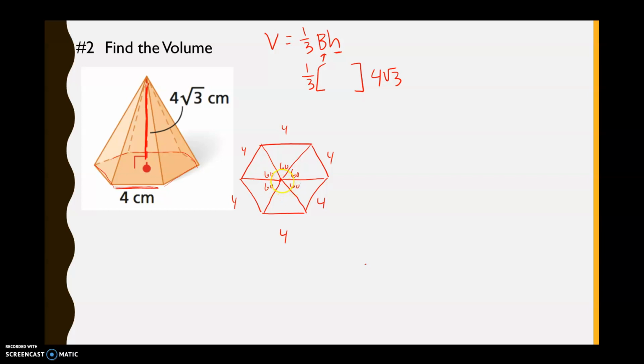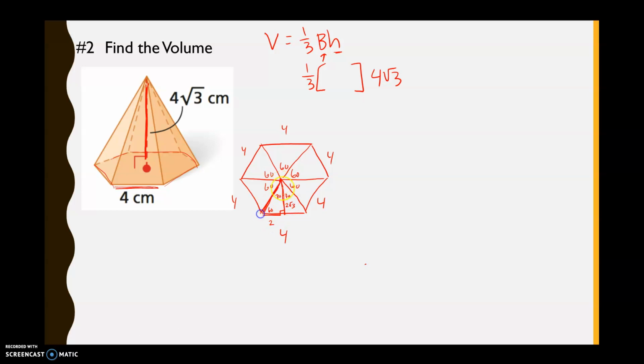Well, this guy is also 60, but if I drop in an altitude, he now becomes 30 and 30. And this length here now becomes 2. I have this right angle, and here is my 60. So I can use special right triangles here to figure out what my altitude is of this triangle. Going from short side to long side, I get 2 rad 3 as my altitude.